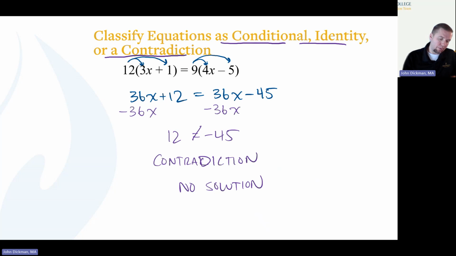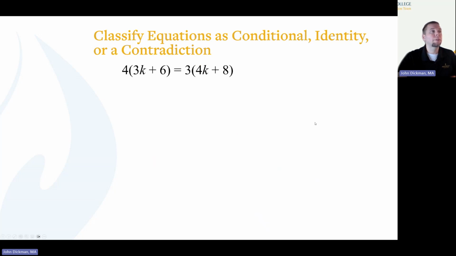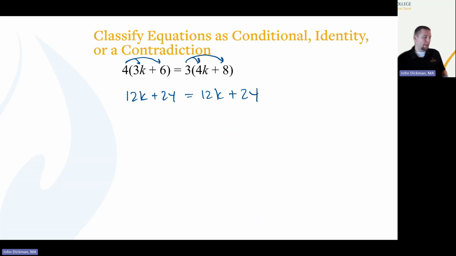Another thing that can happen when you're working through these kinds of problems is, we would, again, distribute the 4, distribute the 3. Here we have 12k plus 24. And on the right side, we have 12k plus 24. Again, you might look at this and say, that looks a little strange. I have the same thing equal to itself.